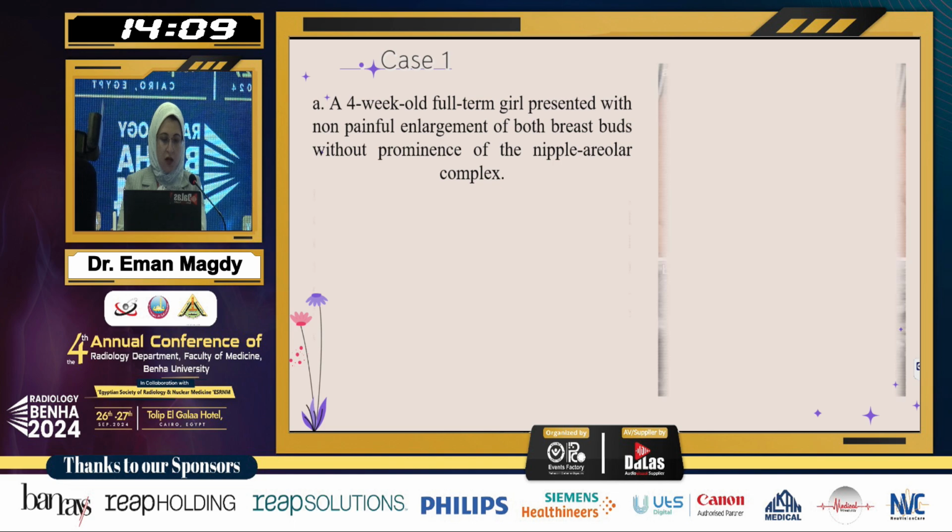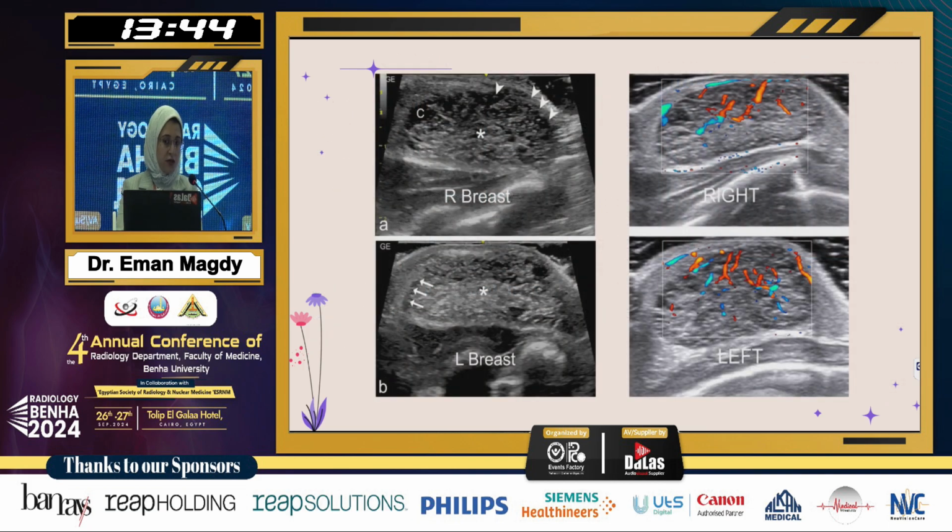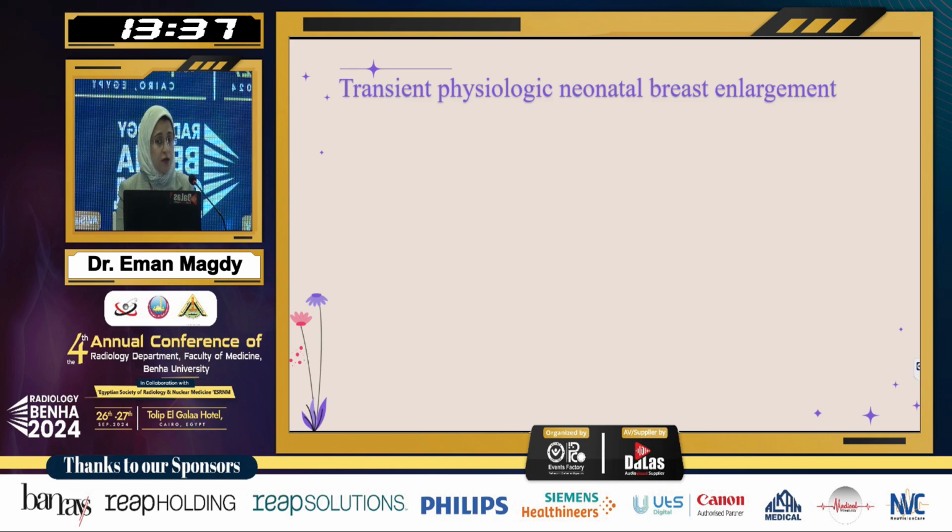Case 1. A 4-week-old full-term girl presented with non-painful enlargement of both breast buds without prominence of the nipple areola complex. Ultrasound shows a symmetrically enlarged oval-shaped right breast bud with tubular and rounded connecting cystic channels corresponding to dilated mammary ducts. Similar findings were seen in the contralateral breast. Also, another picture of bilateral enlargement in the same case with color Doppler. We are dealing with a transient physiological neonatal breast enlargement.